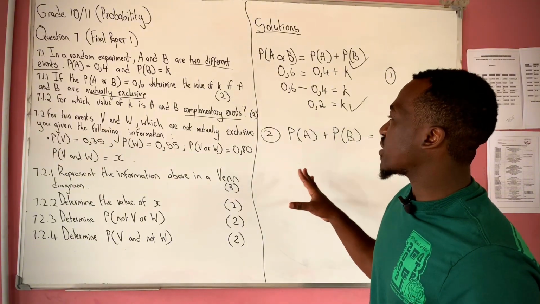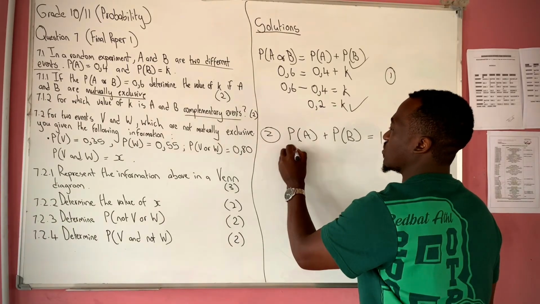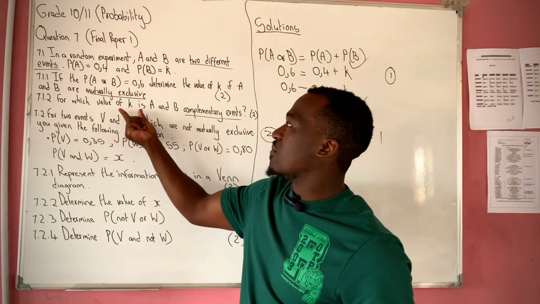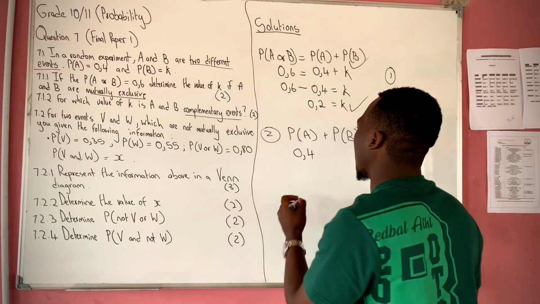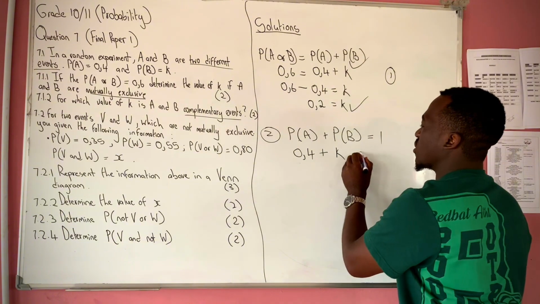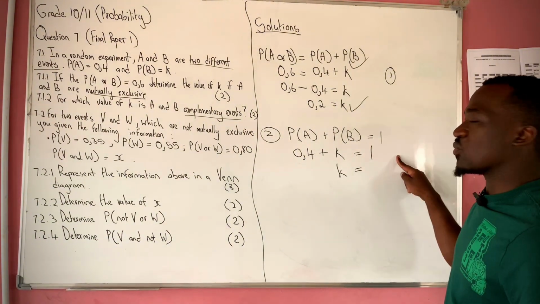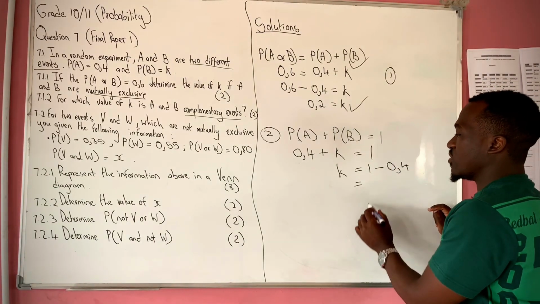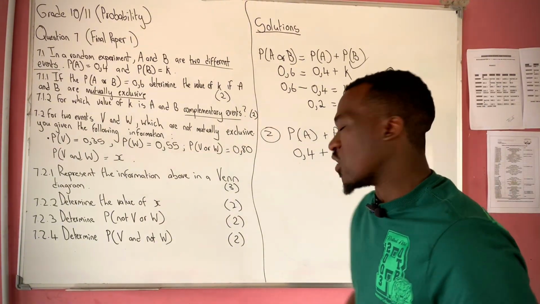So now we already know that P of A is 0.4. But remember they said for which value of K are A and B complementary. So we cannot put the K that we got there. We need to find the value of K, because it's a different situation now. Plus K as the event of B, which is equal to 1. Now K is simply equal to, we take this one and transpose, we have 1 minus 0.4, which is going to be equal to 0.6. That's our value of K.